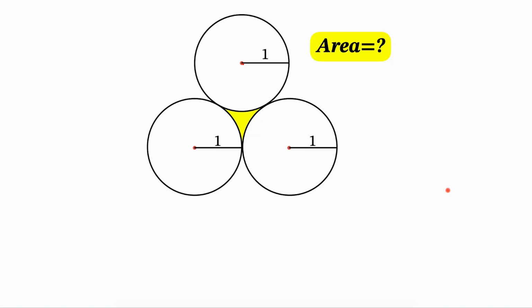Hi everyone, we have a problem here and we've been asked to find the area of this yellow shaded region. Well, we first need to connect the centers of these circles by lines that will form an equilateral triangle, because each side of the triangle is 1 plus 1, which will get 2 for each side. In an equilateral triangle, we have 60 degrees for every angle, so we only need to find the area of this triangle and subtract these three sectors from this area.